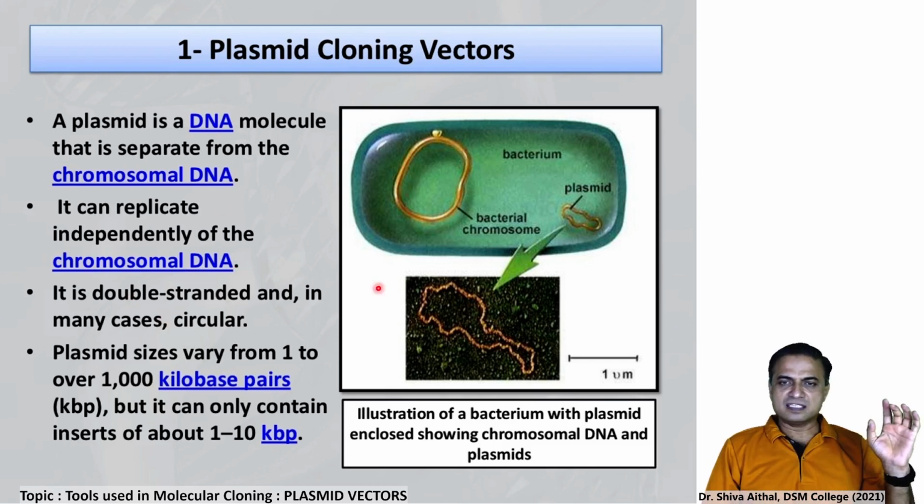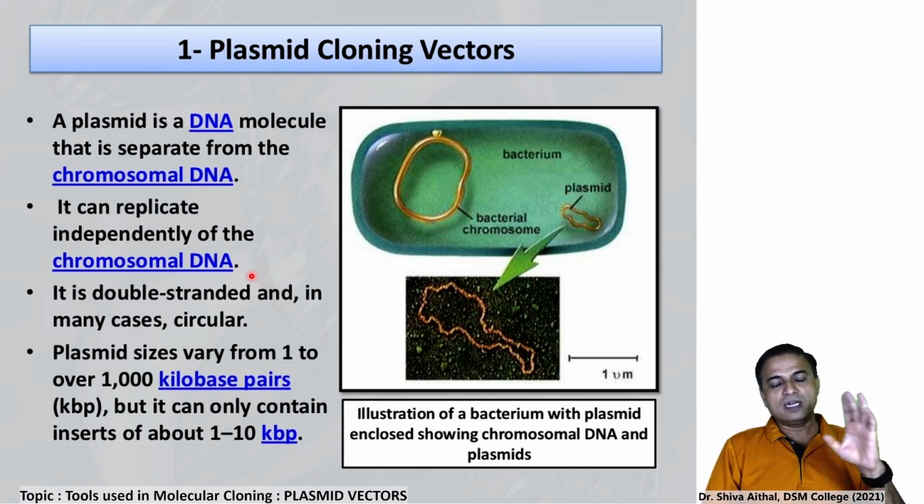In all the cases these are usually double stranded and circular. Plasmids vary from over 1 kilobase to 1000 kilobase. 1 kilobase is 1000 nucleotides.